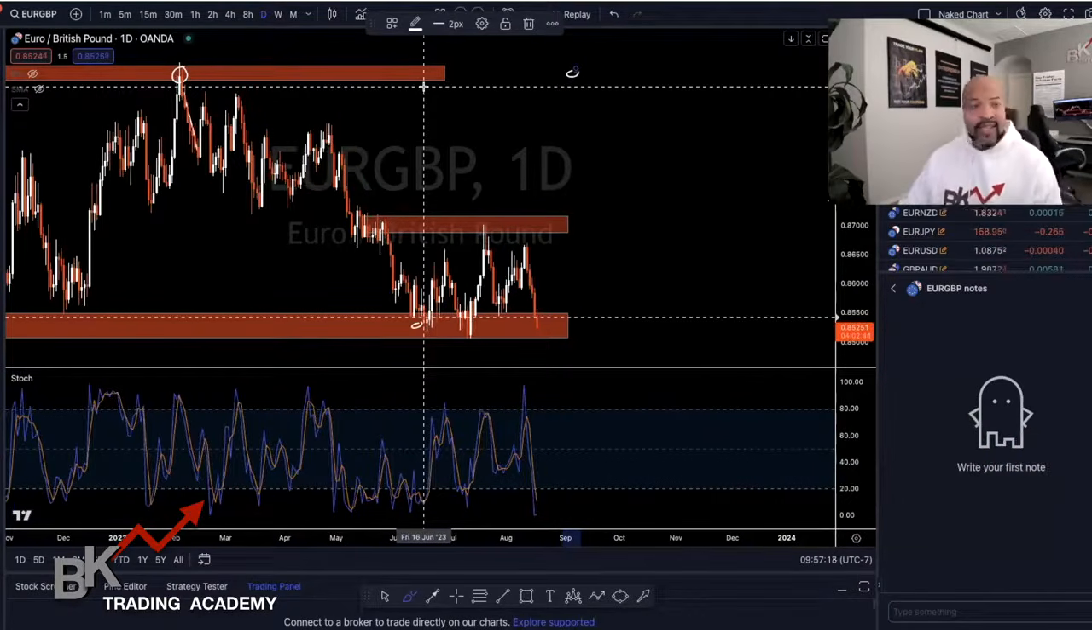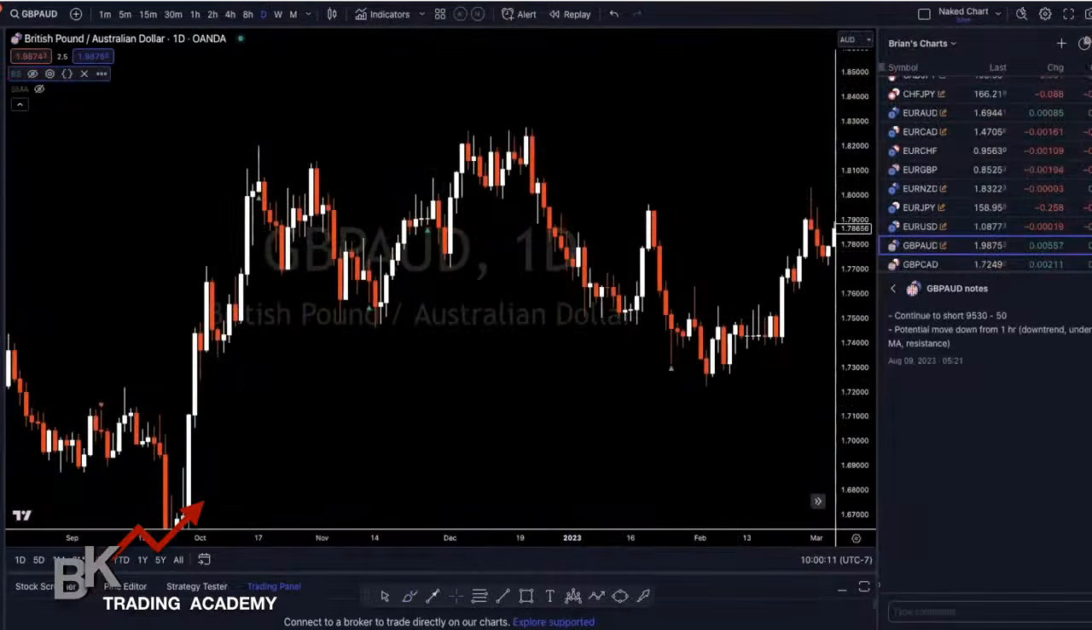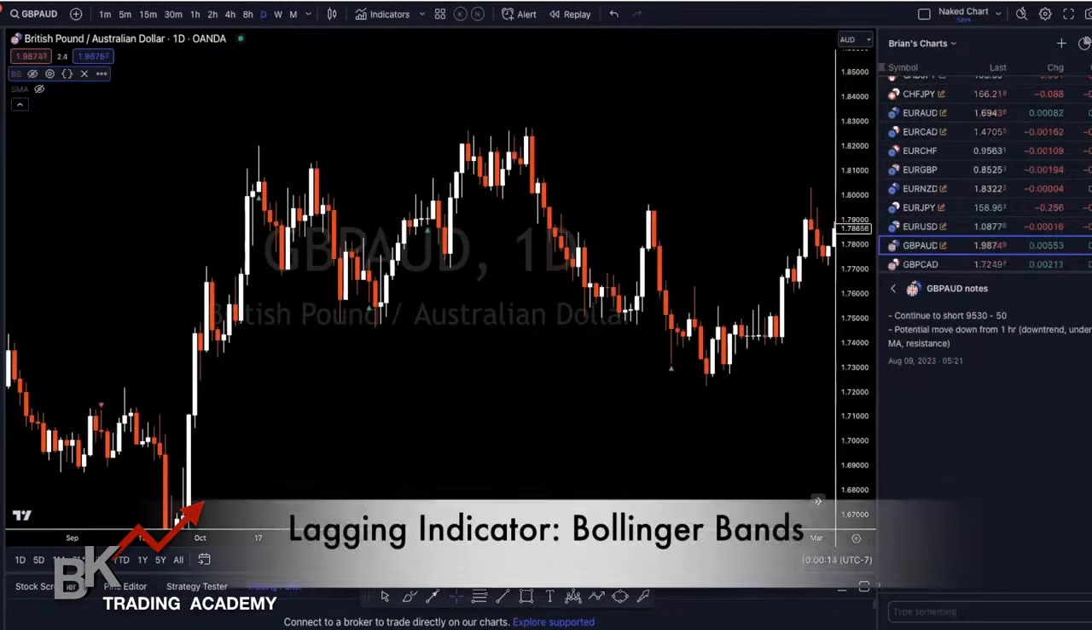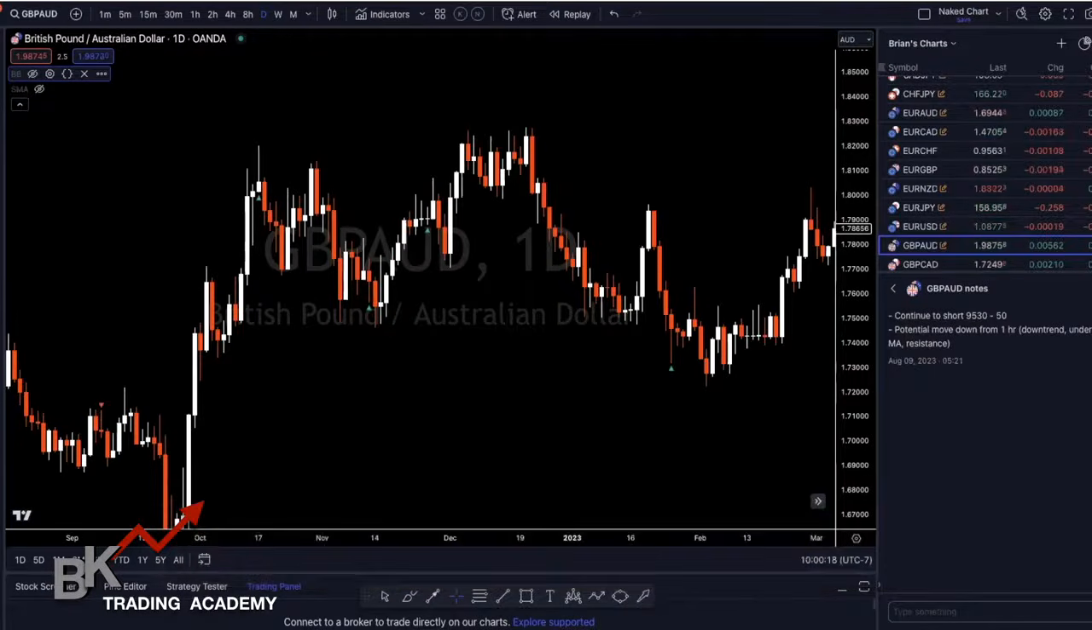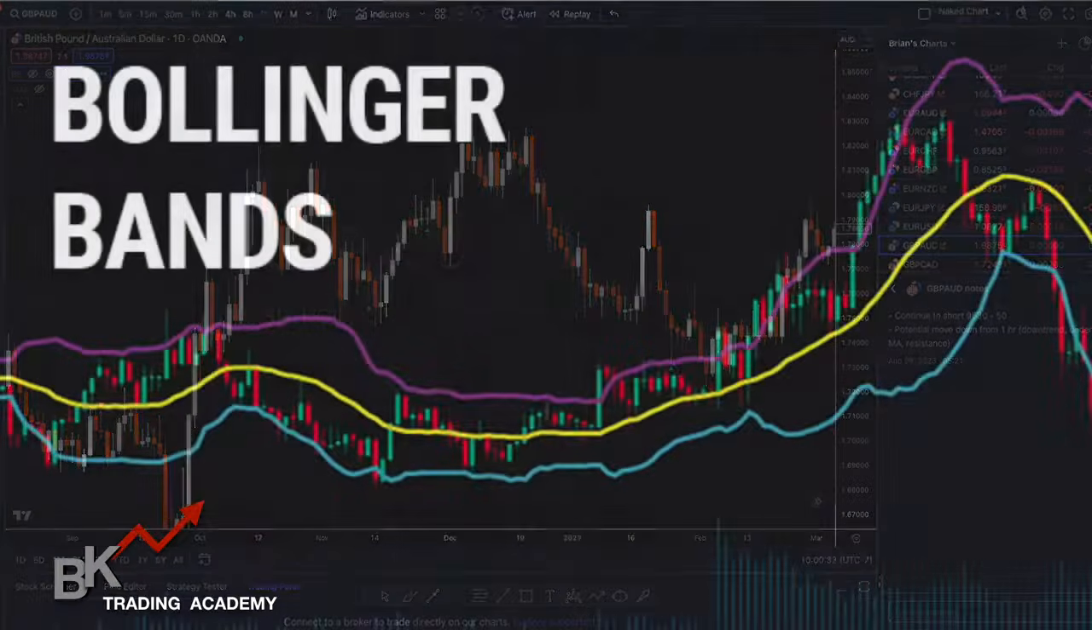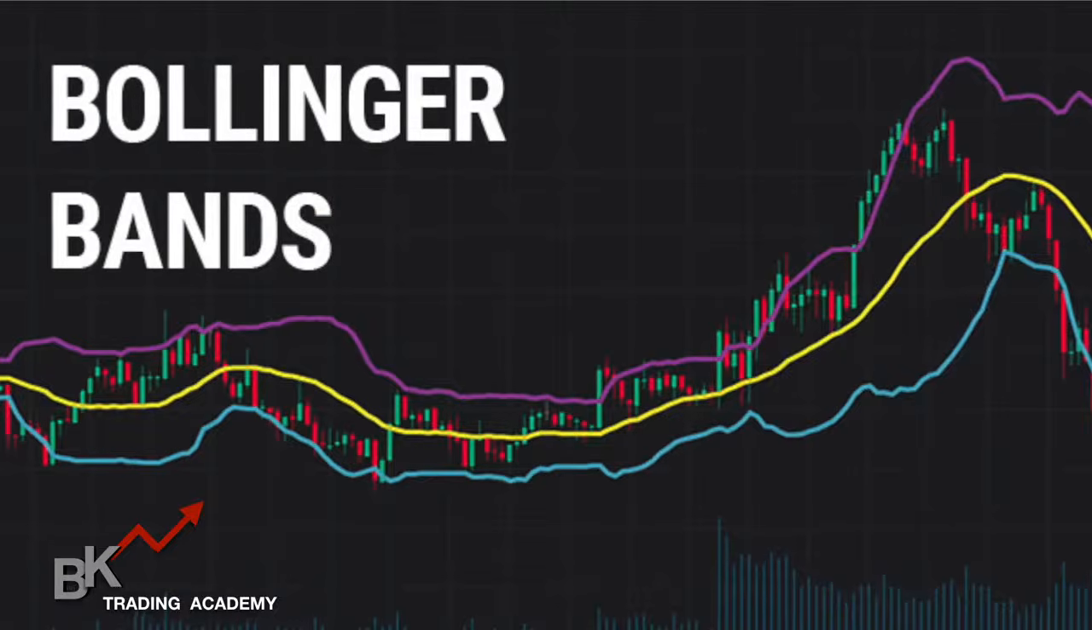Now let's go ahead and take a look at the lagging indicators. All right, so a popular lagging indicator is the Bollinger Band. Now, some of you may say, hey, I thought it was a leading indicator. It can be used as a leading indicator, but it's actually a lagging indicator. So the Bollinger Band tool is a lagging indicator, and the reason why is because it's based on a 20-day simple moving average. So the Bollinger Band has 3 lines. There's 2 outer lines and 1 middle line.